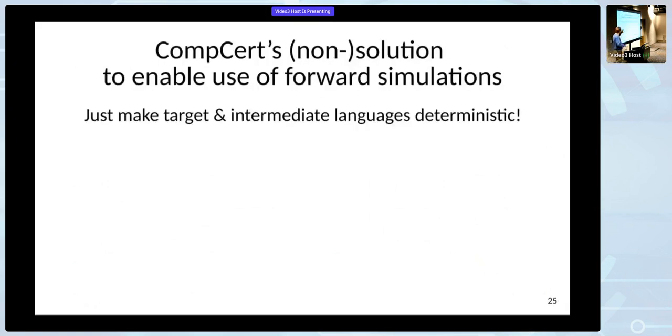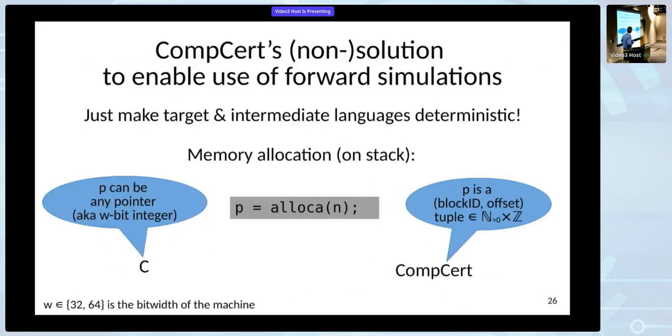Then I want to do a little side note on how CompCert does this. In one way, it's a beautiful trick, but on the other hand, it's also not satisfactory. What they do in CompCert is they just make the target language and all the intermediate languages deterministic, and that basically solves your problem. So in the case of memory allocation on the stack, I call this alloc A. I think that's what it's called in C.